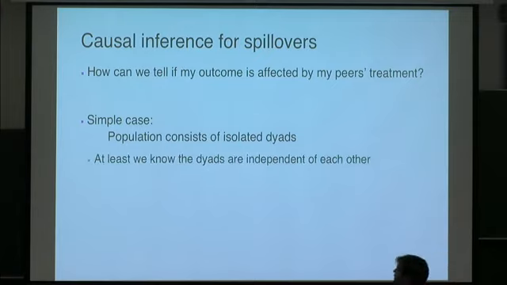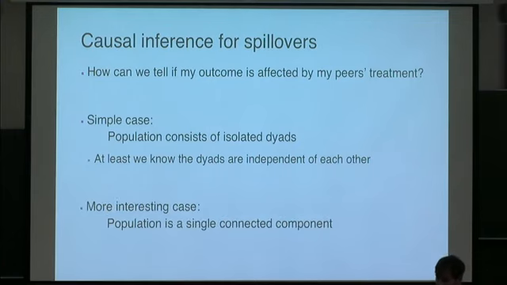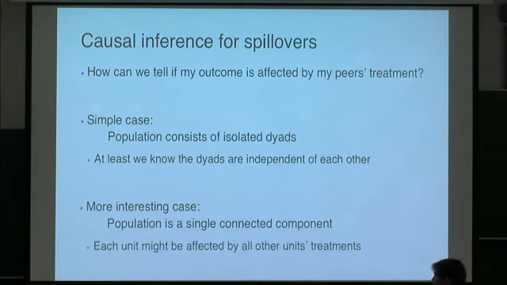So here, at least we know that the dyads are totally independent of each other. And so we could imagine just inference based on the independence of the dyads. But in a lot of other cases, we perhaps have a single connected component, or at least there's a giant component that includes most of the vertices in our network. And so we're going to try to do inference in this case. So each unit could be affected by actually all other units' treatments.